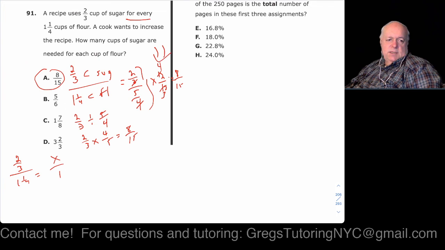As easy as it is to do the keep, change, flip stuff and so on, it's just convenient. If nothing else, use this as part of your sanity check.